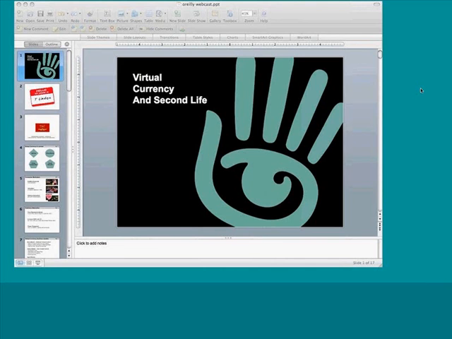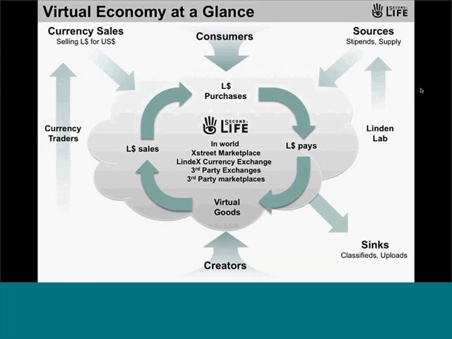There's something called the sink, and this is actually how Linden Dollars are removed from the economy. In the classic money supply management scenario, sources increase the money supply, sinks remove the money supply. In this case, these are sort of microtransaction fees that we charge for people to promote their goods or to upload content as part of the mechanism of being a creator who's trying to market to consumers. These small charges are one of the ways that we remove money supply.